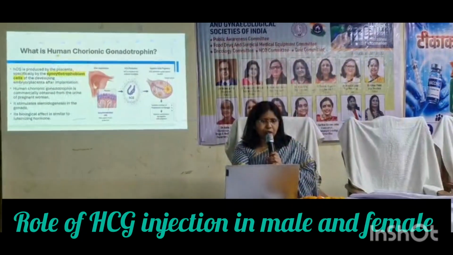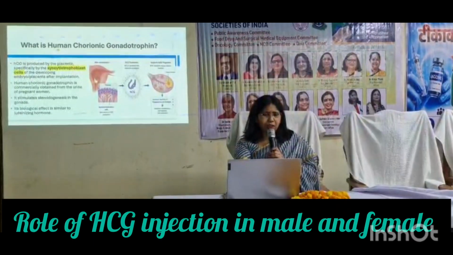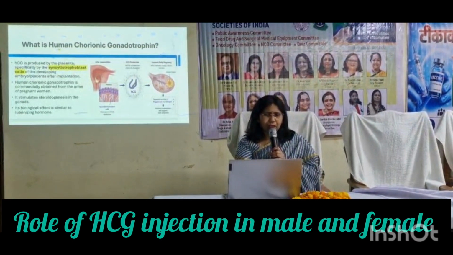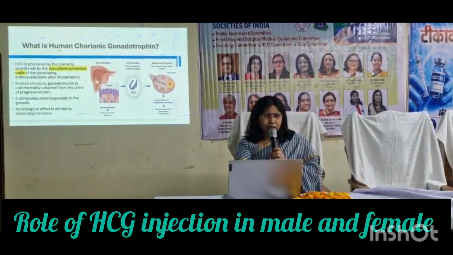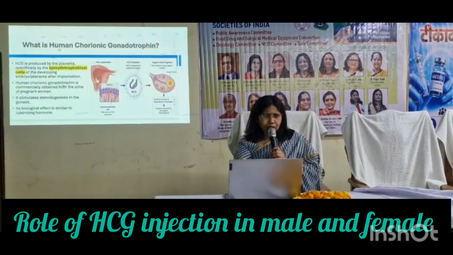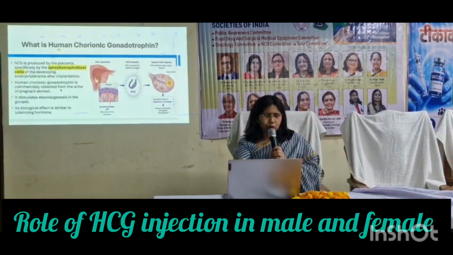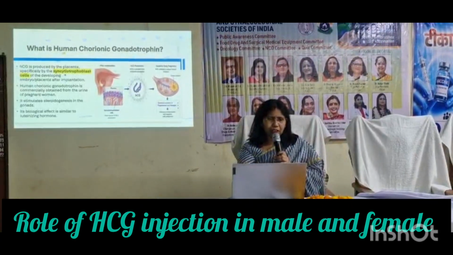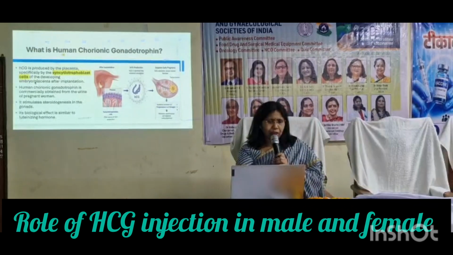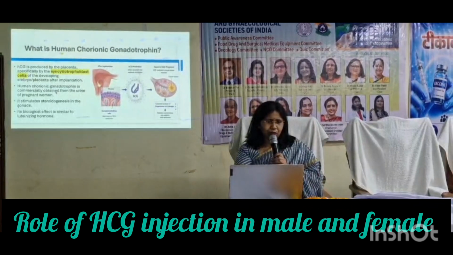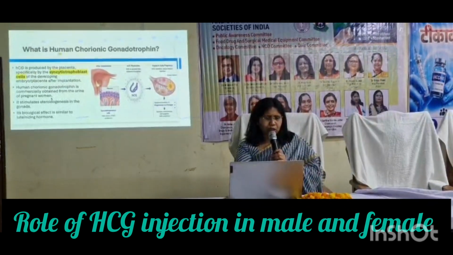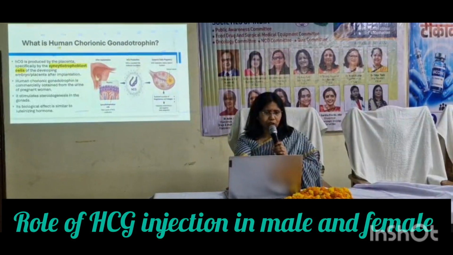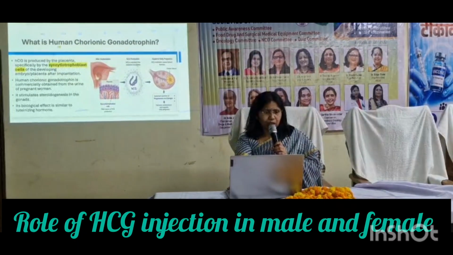HCG is produced by the placenta, specifically by syncytial trophoblast cells of the developing embryo and placenta after implantation. Human HCG is commercially obtained from the urine of pregnant women. Naturally, it is extracted from syncytial trophoblast and artificially from the urine of pregnant women. It stimulates steroidogenesis in the gonads. Its biological effect is similar to luteinizing hormone.